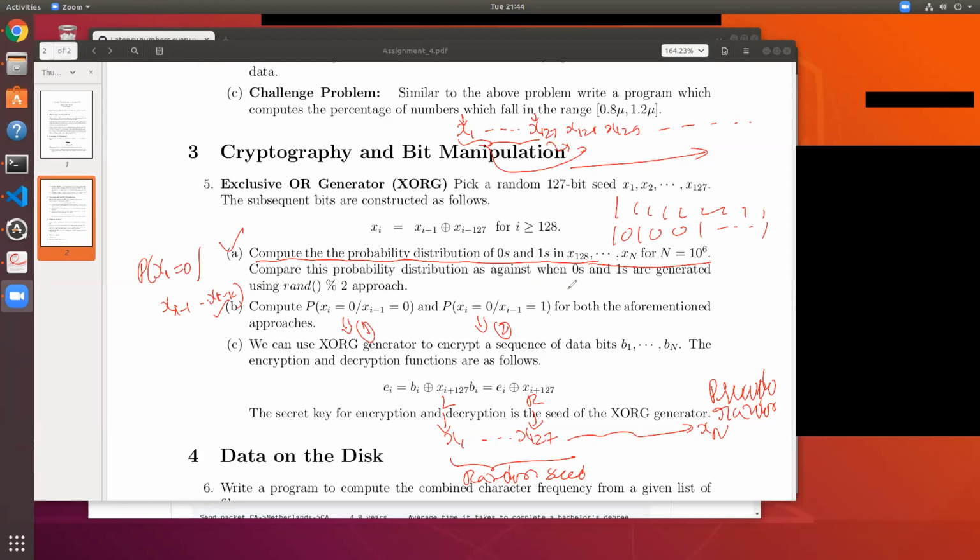Rand percent 2 is, you generally every time you keep generating x1 by you generate a random number and you take percent 2, you generate 0 or 1. So x1, so like that, every time you use this rand percent 2, you generate this.